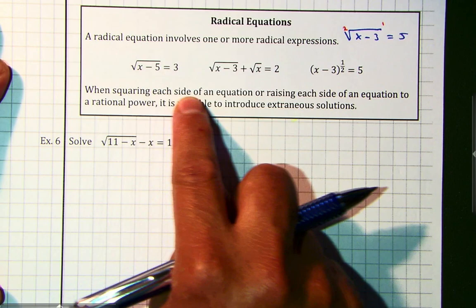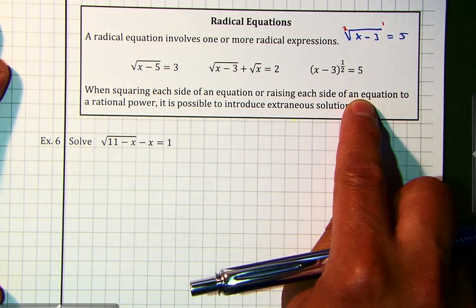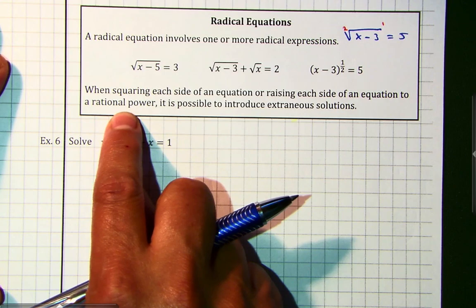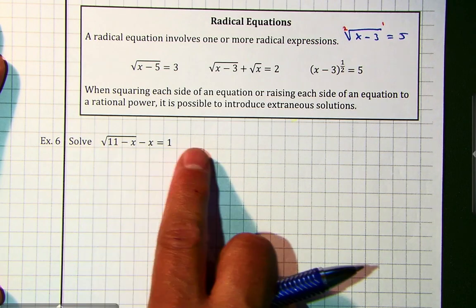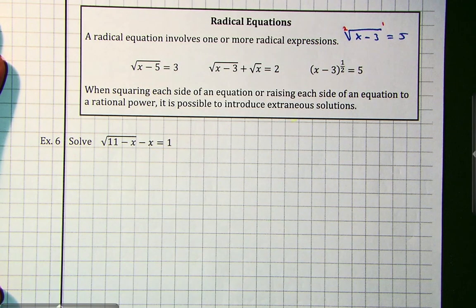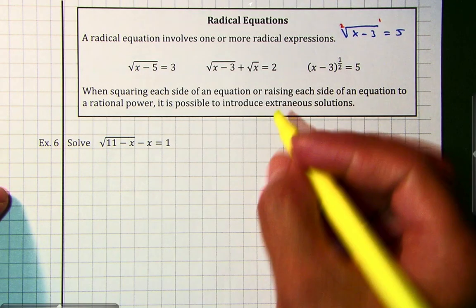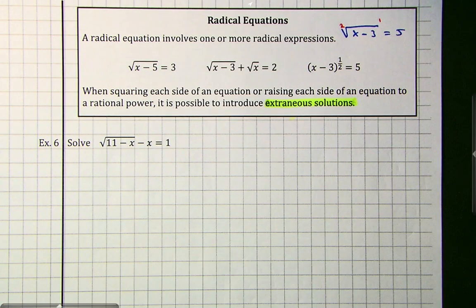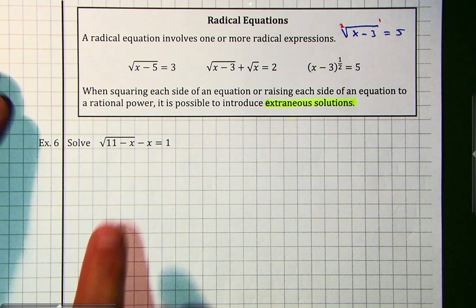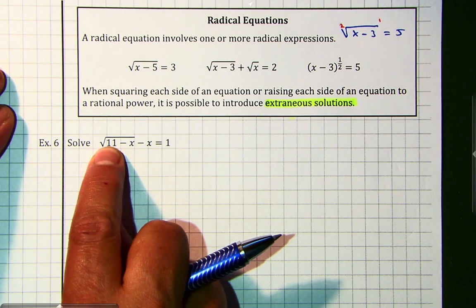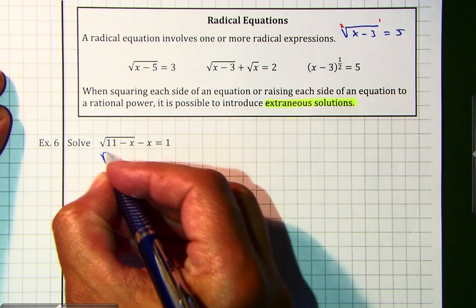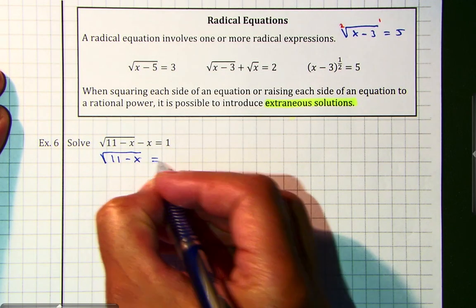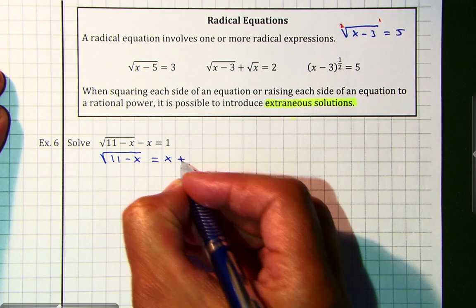When squaring each side of an equation or raising each side of an equation to a rational power, it is possible to introduce extraneous solutions. So every time you square on both sides, you might end up with extraneous solutions once again. So we have extraneous solutions. So therefore, I have a radical equation. I want to get rid of the radical. So therefore, I'm going to move my x to the right. So I have 11 minus x equals, we can say positive x plus 1.